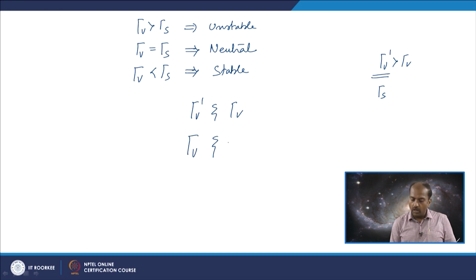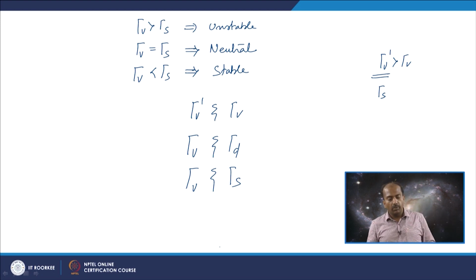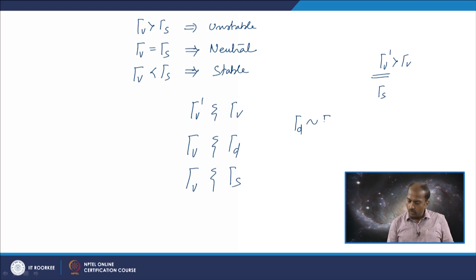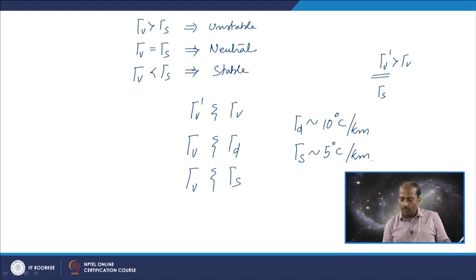So, now we have conditions between gamma V prime and gamma V, gamma V and gamma d, and gamma V and gamma s, depending on the height, the type of atmosphere, and the saturation or condensation. Now, we know that gamma d is approximately equal to 10 degrees Celsius per kilometer, and gamma s, the saturated adiabatic, is approximately equal to 5 degrees Celsius per kilometer. That means that gamma d is of course greater than gamma s.